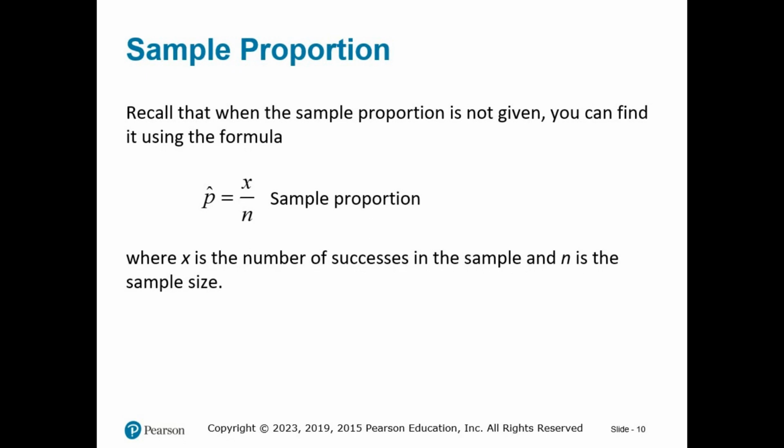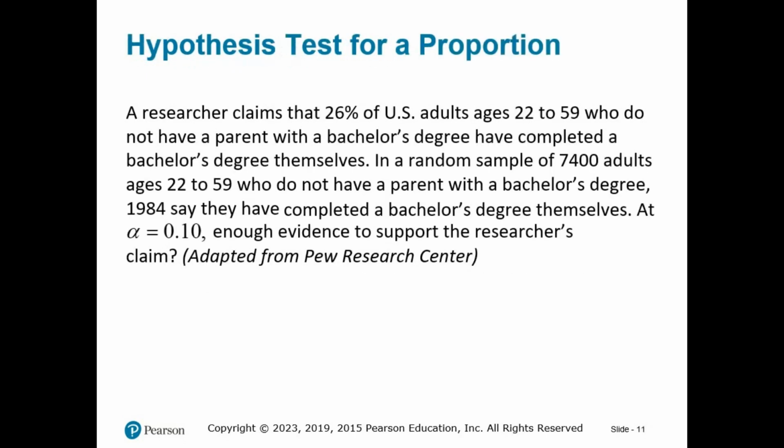Let's do another example. A researcher claims that 26% of U.S. adults ages 22 to 59 who do not have a parent with a bachelor's degree have completed a bachelor's degree themselves. In a random sample of 7,400 adults ages 22 to 59 who do not have a parent with a bachelor's degree, 1,984 say they have completed a bachelor's degree themselves. At alpha equals 0.10, is there enough evidence to support the researcher's claim?